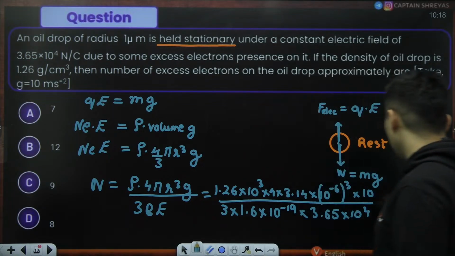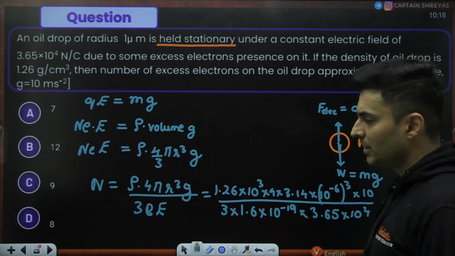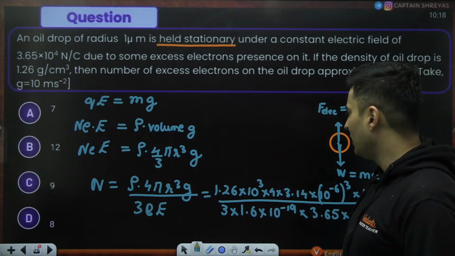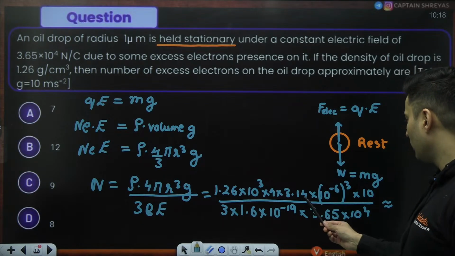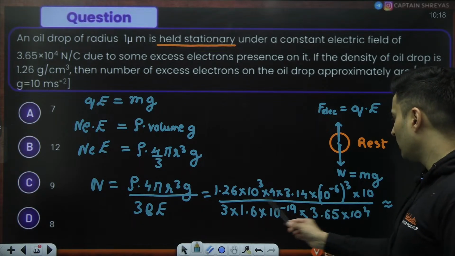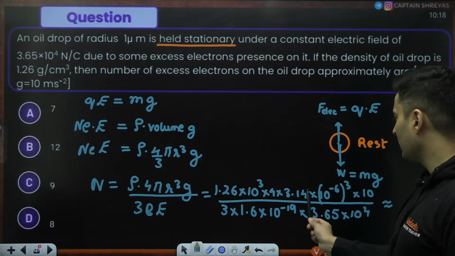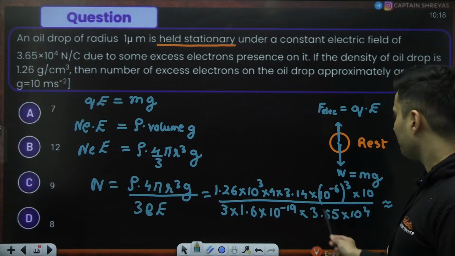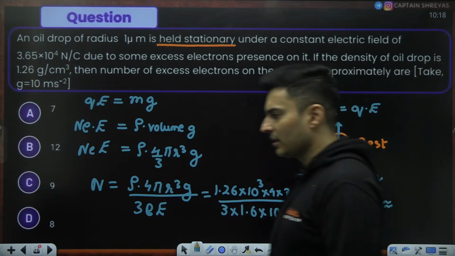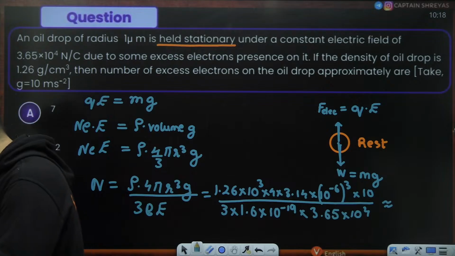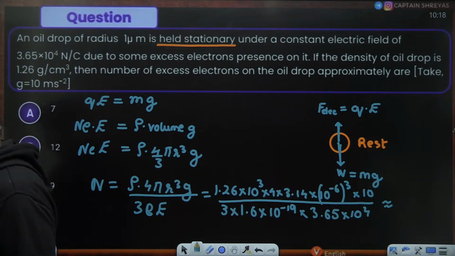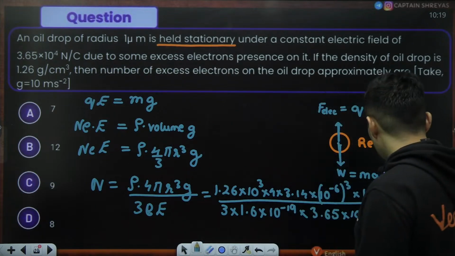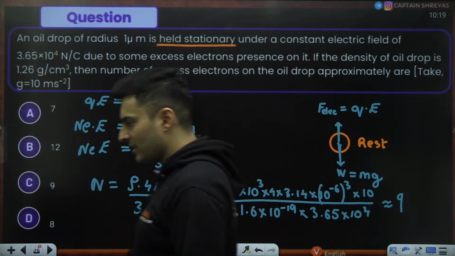Just see how much you are getting this as approximately. How many excess electrons are there? I can see 3.14 over here, 3.65 and 3. One of the 3 will get cancelled. 1 by 3 will be remaining. That is 1.26 is there, 4 is there, 1.6 is also there. Just do the math, guys, and see how much you are getting approximately. Just check it out. See if you are getting the answer close to 9. Yeah, so 9 excess electrons are there.